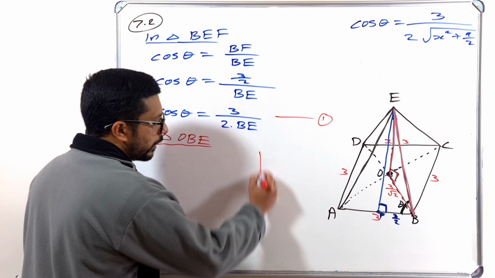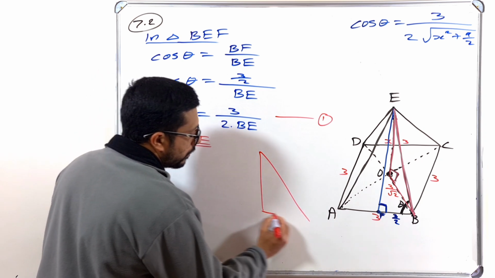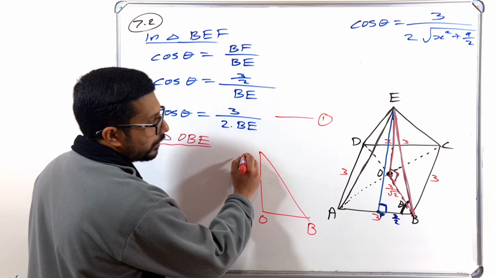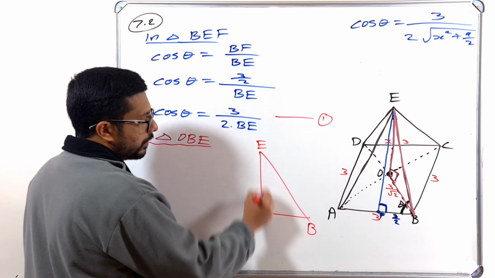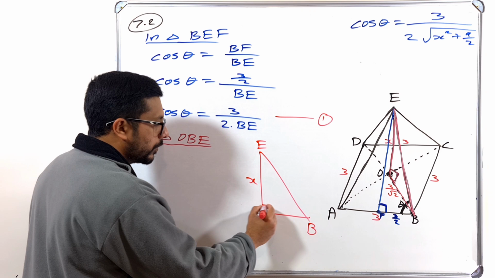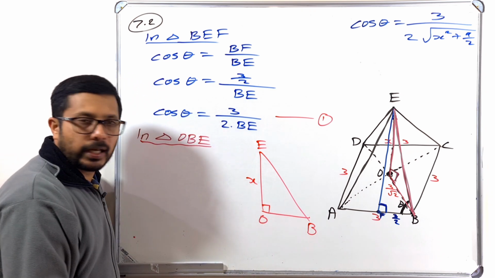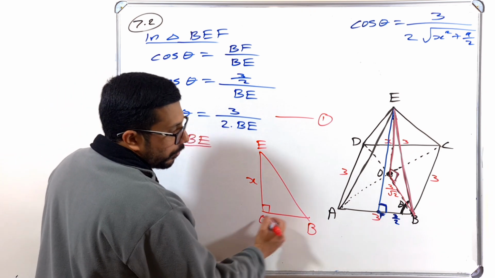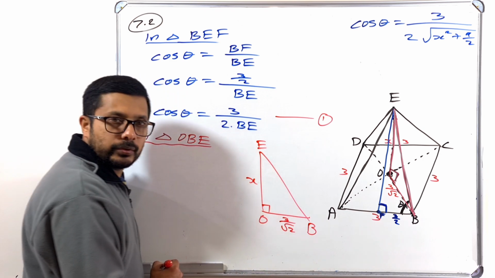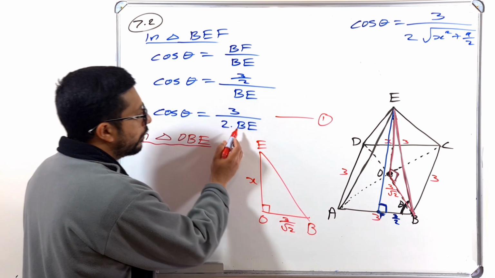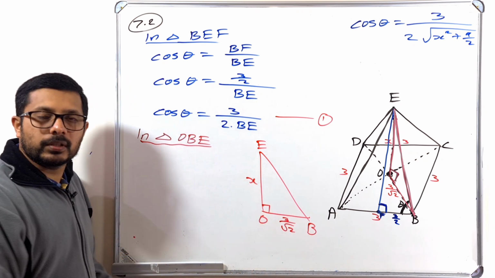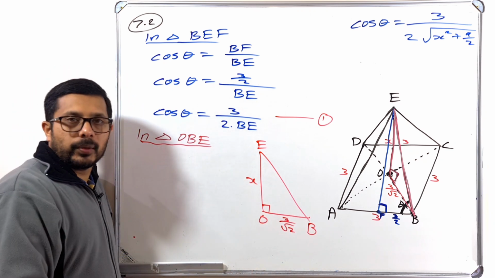So let me draw that triangle here. This is our O, B and E. This is the perpendicular height. So it is given that that one is x. Since it is a perpendicular height, that angle is 90. And we already proved that OB is 3/√2. And here we have to find BE. So BE is the hypotenuse. So there also we can apply Pythagoras theorem.